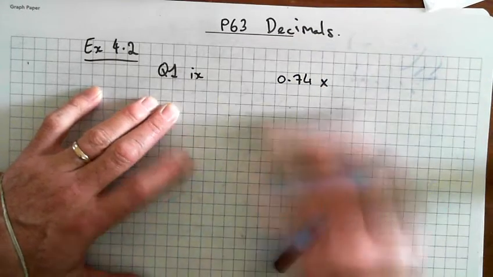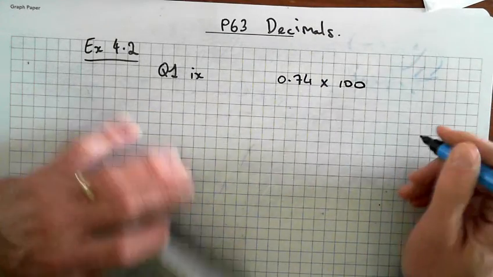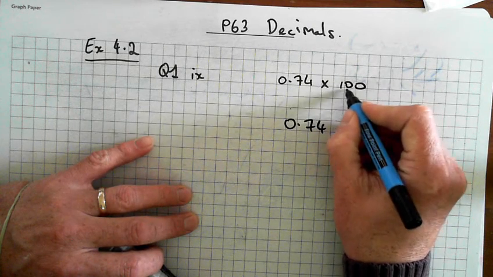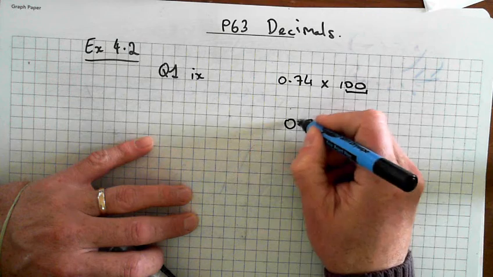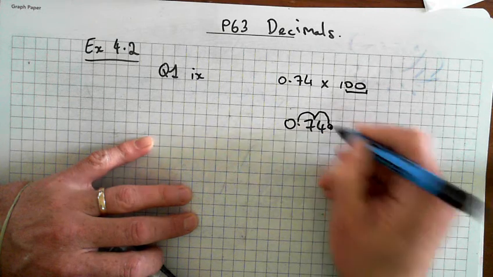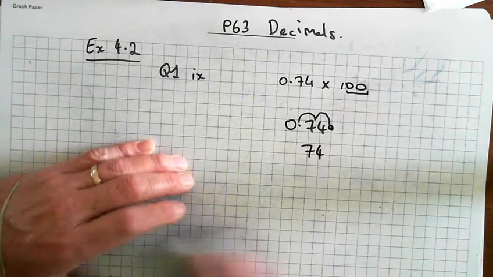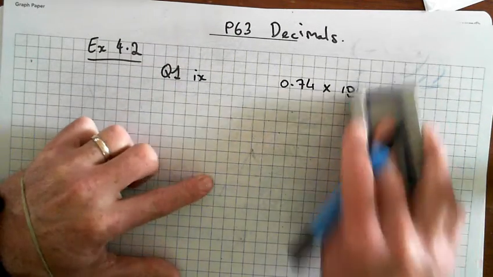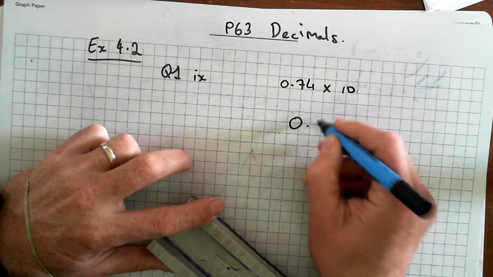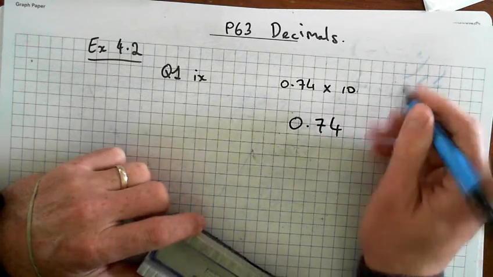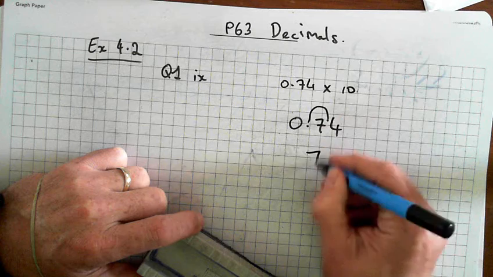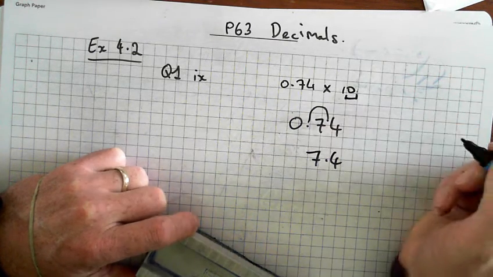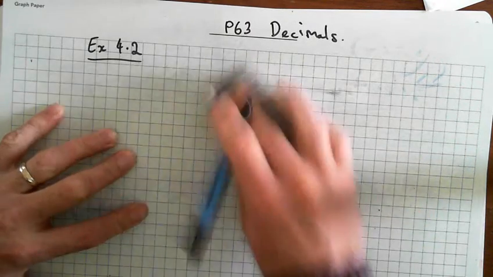Another example. What happens if I multiply it by 100? 0.74, I move it 2 places to the right. 1, 2. The answer is 74. What happens if I multiply it by 10? I move it 1 place to the right. The answer is 7.4, because 1 place to the right, because there's 1 zero. Okay, that's question 1 IV.